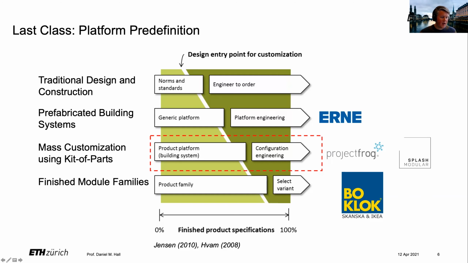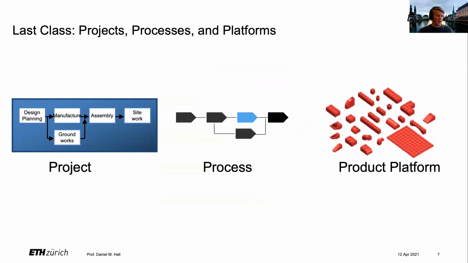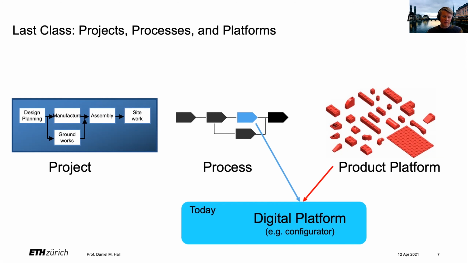And then now we've also discussed the idea about projects, processes, and platforms, right? So we just covered the idea that there are projects. We're very used to projects in our field. We've talked about projects a lot. And then there are processes, which are a structured way that are continuous. So projects exist for a certain period of time. Processes are continuous. They're used over and over again. And then we talked about how a product platform can be developed, such as a Lego kit of parts. And today we're going to combine process and product platform to talk about the digital platform or the configurator.